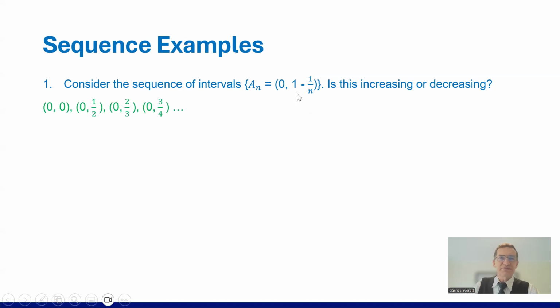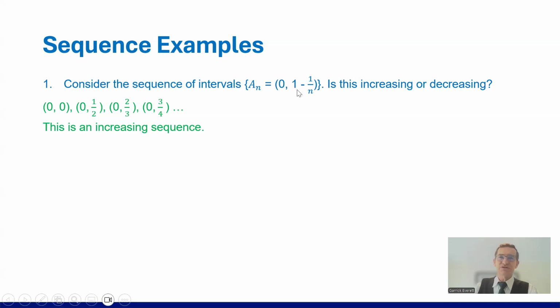So it's really easy to test it out. Start putting in some numbers. If you put in 1, you get 1 minus 1, which is 0. If you put in 2, you get 1 minus a half, which is a half. You put in 3, 1 minus a third is 2/3. Put in 4, 1 minus a quarter is 3/4. And you can see it's getting a half, 2/3, 3/4. It's getting bigger and bigger. So it's an increasing sequence.